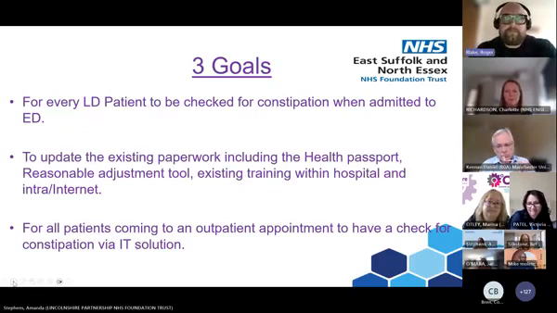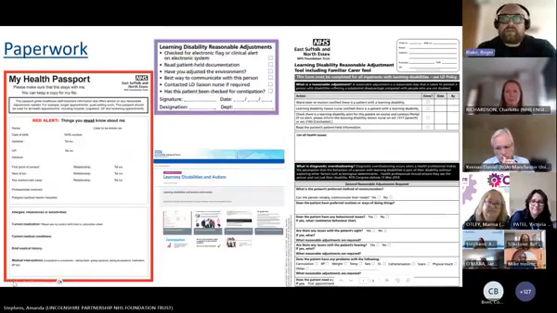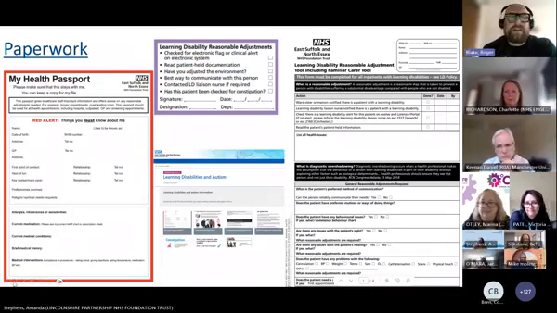So these are some of the tools that I mentioned in the last slide. The purple one there is the sticker for ED. This is our health passport, which has recently been updated. Our intranet page now has information about constipation, and our reasonable adjustment tool now has a very clear section on bowel care and constipation.